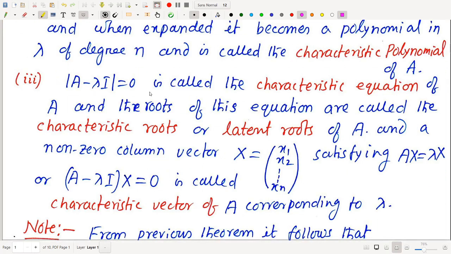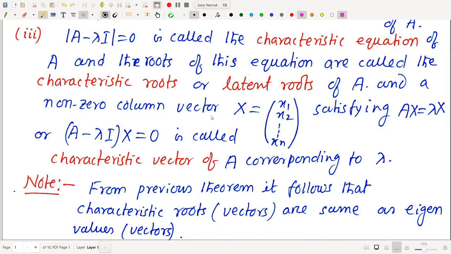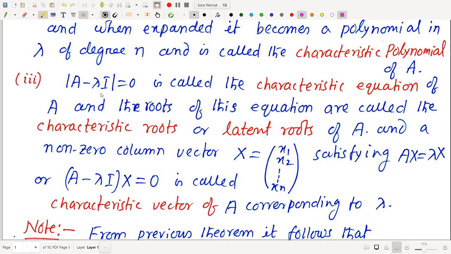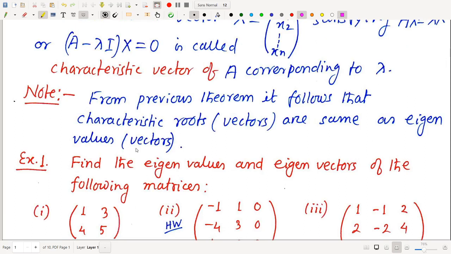The equation determinant of A minus lambda I equal to 0, polynomial equal to 0, is called the characteristic equation of A, and the roots of this equation are called the characteristic roots or latent roots of capital A. A non-zero column vector capital X with n components x1, x2, dot dot xn satisfying Ax equal to lambda x, or A minus lambda I x equal to O, as you have already seen in the previous result, is called a characteristic vector of A corresponding to the characteristic value lambda. Solving determinant of A minus lambda I equal to 0, we get eigenvalues also. Therefore, from the previous theorem, it follows that characteristic roots are the same as eigenvalues, and characteristic vectors are the same as eigenvectors.